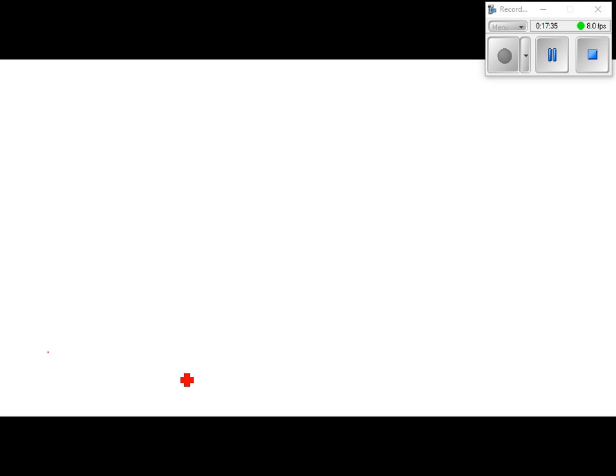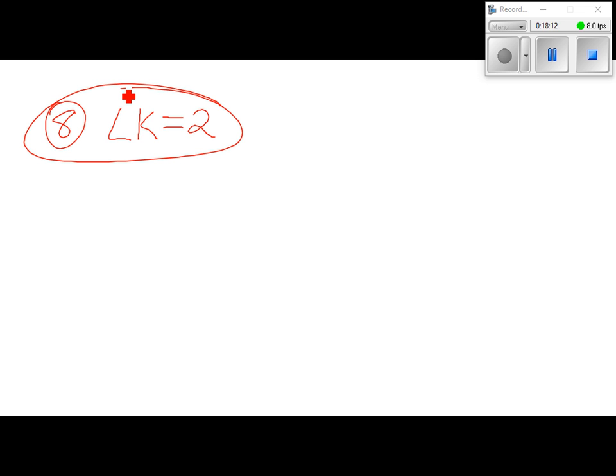Next question. Number eight. Problem 8 says find the length of LK. How are we going to find the length of LK? What's the easiest way? Count spaces. Two? Everybody agree with that? Yeah. Could we have done it using the formula? Yeah, we could have. It's easier just to count on that one. Next one.